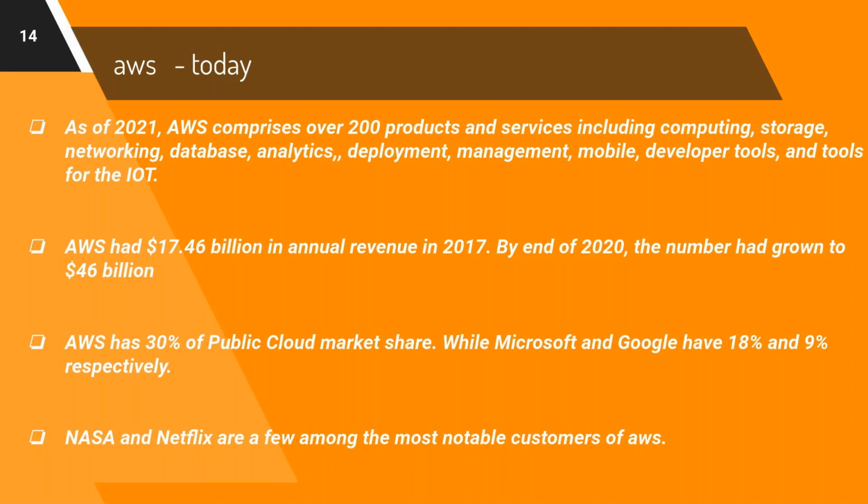Talking about some of their notable customers, NASA and Netflix. Both of them are customers of AWS. Netflix hosts their entire infrastructure on AWS. NASA has some components on AWS. I told you earlier, Flipkart is also a big customer. Flipkart is totally on AWS as well. All right, shall we move on?